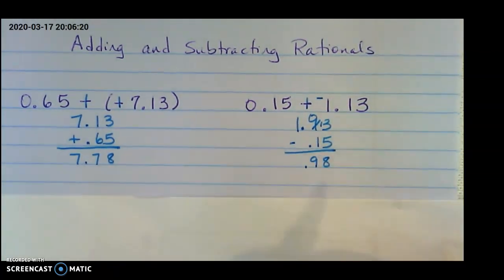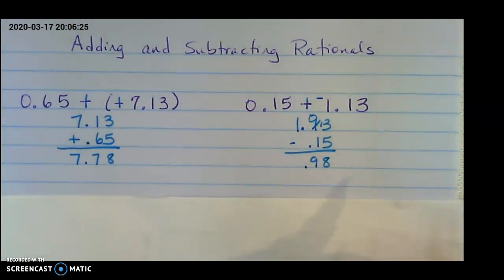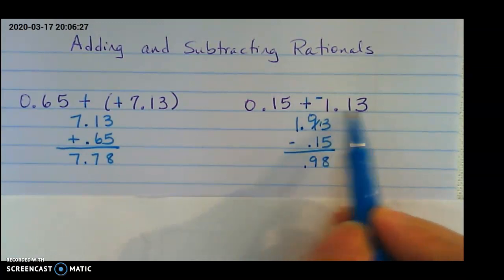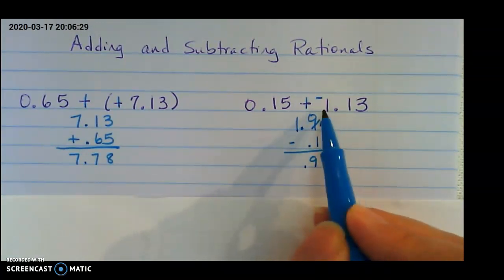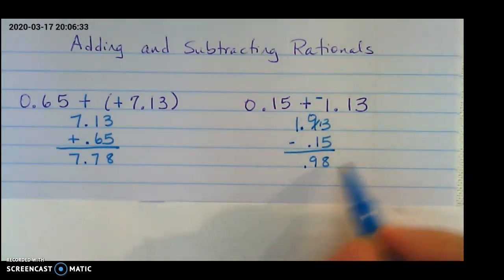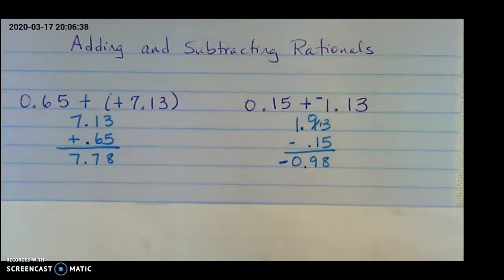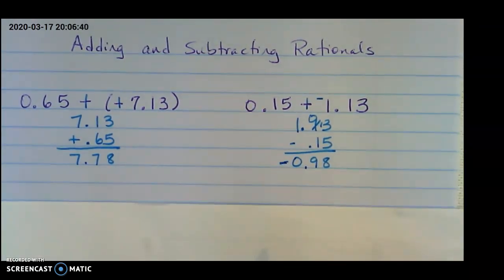And so then I get 0.98, and that seems reasonable if I subtracted those two numbers. But my greatest absolute value was the negative 1.13, and it was negative. So that means that my answer needs to be negative. So I really have negative 0.98 for my answer.